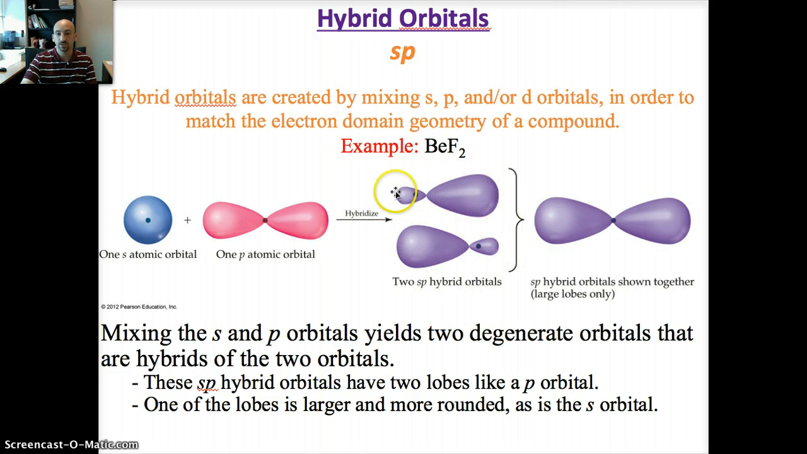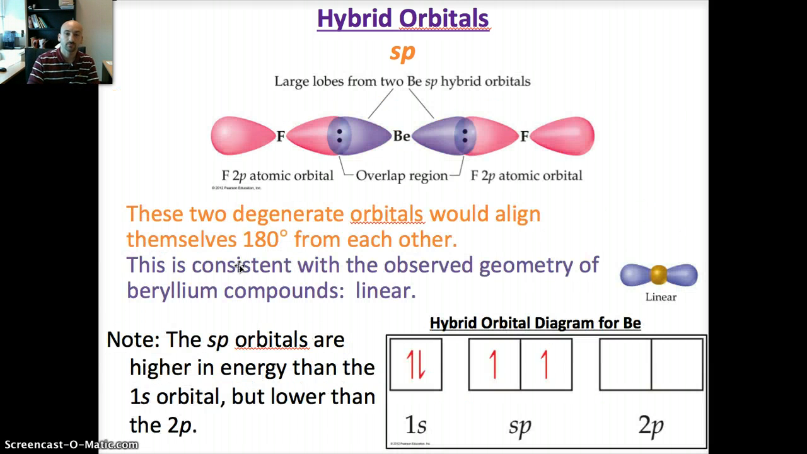This is an sp hybrid orbital, and we have two of those. If you lay those on one another, you form what's shown here. By mixing this s and p orbital, you yield two degenerate orbitals that are hybrids of the two other orbitals. Now the two degenerate orbitals align themselves 180 degrees from each other, shown here in purple.